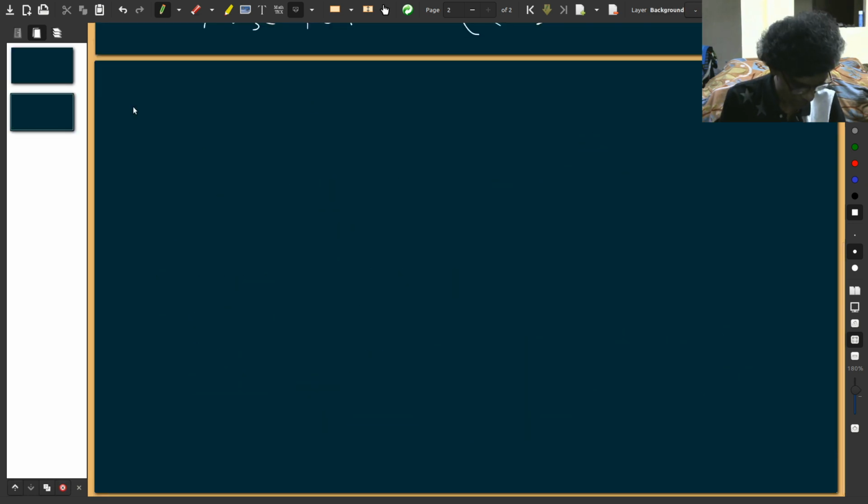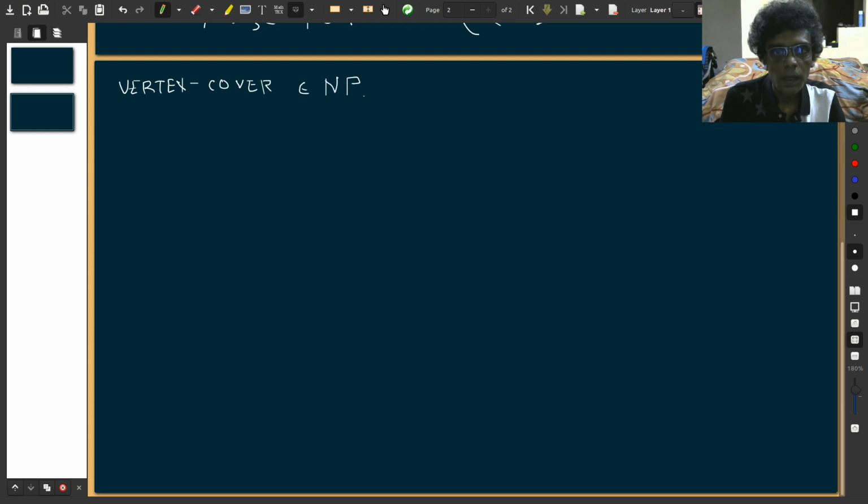First thing is that vertex cover is in NP. Why? Because if the graph actually contains a vertex cover of size equal to L, then just produce that subset U. And then it is an easy matter to check whether that subset actually covers all the edges of the given graph. So it's definitely and trivially in NP.